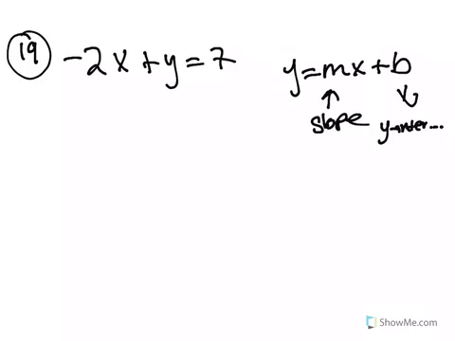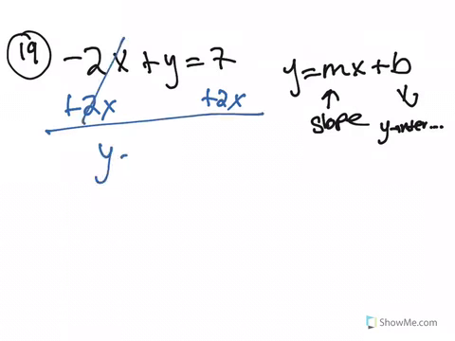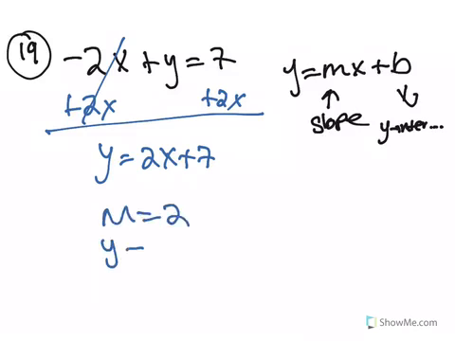So what are you going to do for this? We're going to solve for y. Start by adding 2x to both sides. y equals 2x plus 7. Now you have your equation in the y equals mx plus b format. Therefore, the slope is 2, and the y-intercept is 7. So we're going to write it as (0, 7) for this. Okay?